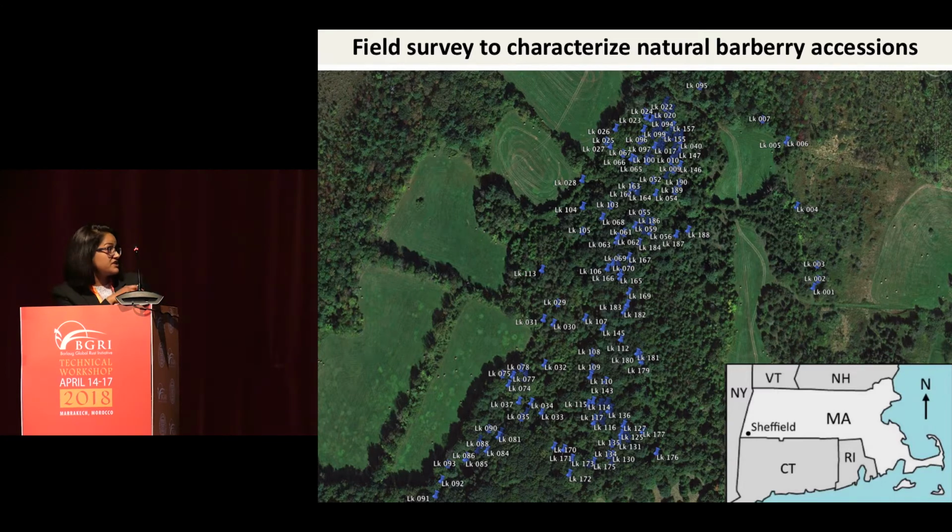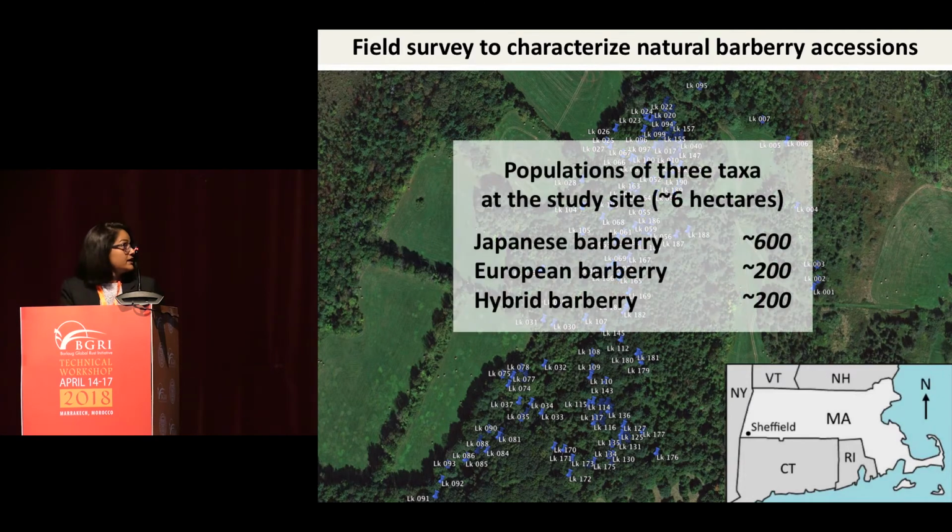And the picture here is a map of a site, and these blue pins that you see are the Barberry that we located in the site and we sampled. And within that small site, which was about 6 hectares, we actually located 1,000 Barberry. It was predominated by Japanese Barberry, but there were a significant number of European Barberry and the hybrid Barberry.